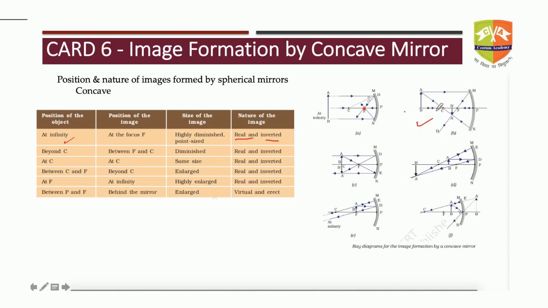Now, what are the different rules for constructing images? I have told you that for construction of image, two reflected rays are required. In case of refraction, when we will be studying refraction, two refracted rays would be required. Here we are studying reflection, so two reflected rays would be required at least.